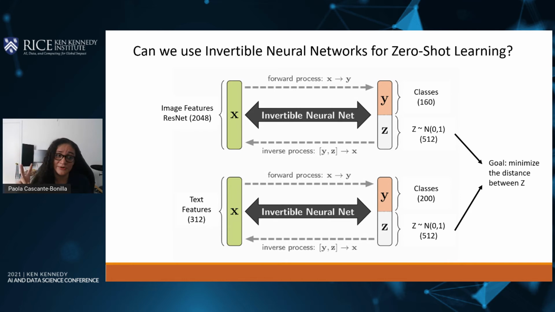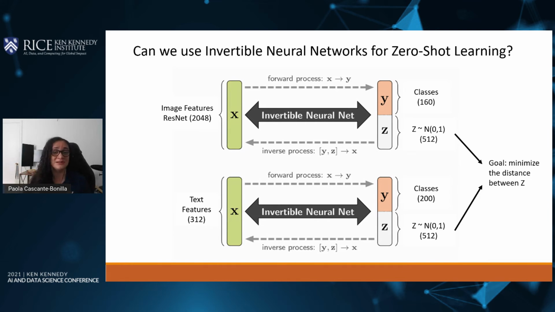So we have two invertible neural networks. We try to map them, so we have a little bit of supervision to the classes. Remember the images, we have all the scene classes, which are in this setup just 160. And for the text, we have all the classes for the text, so we have 200 classes. And then since we are mapping them and trying to make them invertible, we have this latent space which follows a Gaussian distribution.